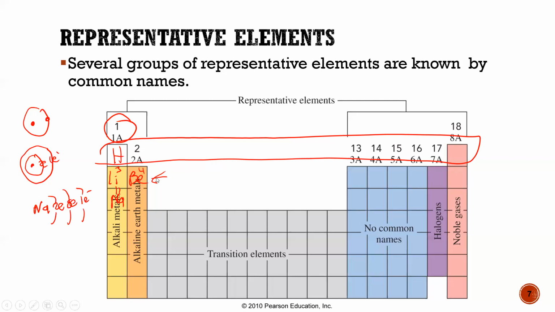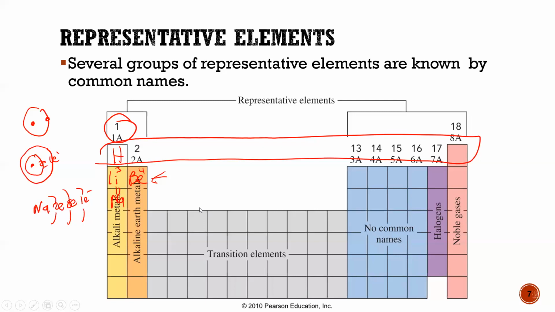But if we look, what you really need to know is group 1A are your alkali metals, group 2A are your alkaline earth metals, and then group 8A are your noble gases. They have an octet, they're happy and they're satisfied. And group 7A are your halogens. They're 1 away. They have 7 valence electrons from forming an octet. And that's why they're so reactive. And then these have no common names, but they are representative elements. And this block right here is referred to as the transition elements.